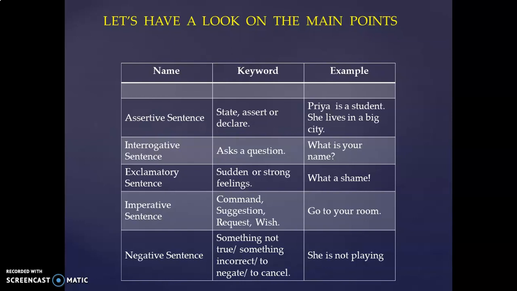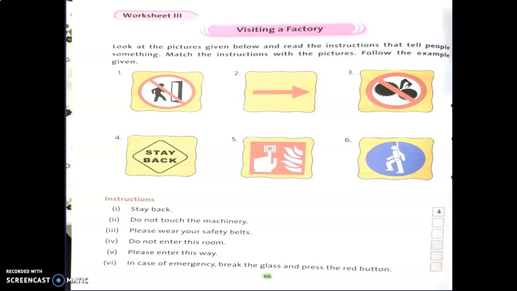Imperative sentence, it's a strong command, suggestion, request or wish. The example is: go to your room. Then negative sentence is something not true or incorrect, to negate or to cancel. She is not playing. So these are the different types of sentences: assertive, interrogative, exclamatory, imperative and negative. Now we will start with the exercise, worksheet 3.